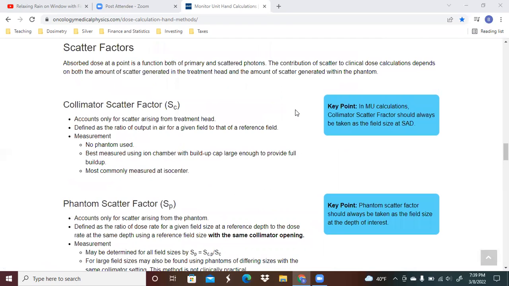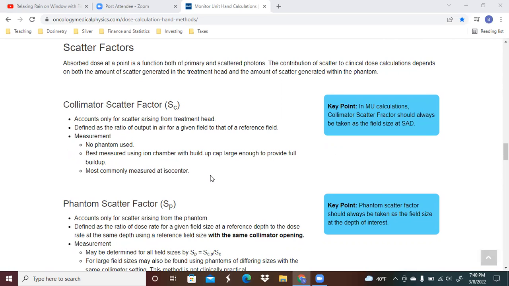So you can see here, and we'll go through again these scatter factors. The collimator scatter factor is going to account only for scatter arising from the treatment head. It's the ratio of the output in air for a given field to that of a reference field. For its measurement, you can see that no phantom is used, best used with the ion chamber with the buildup cap, and most commonly measured at isocenter.